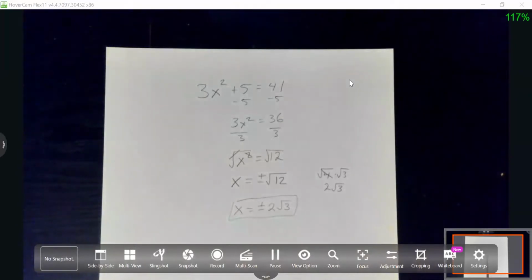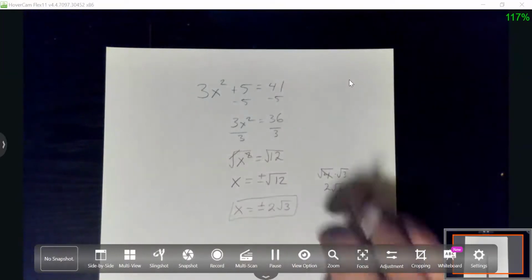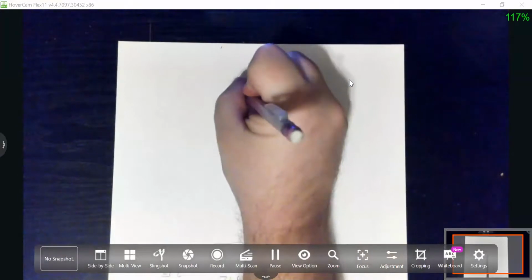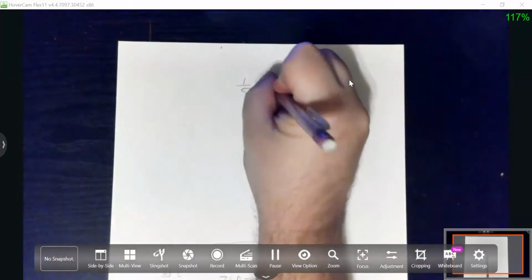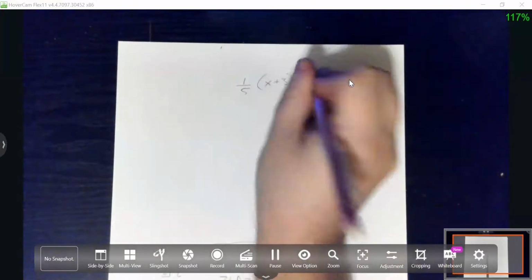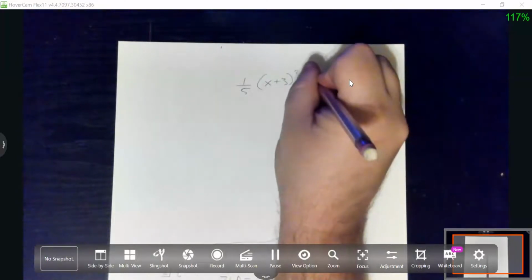So let's look at another one. All right, how about 1/5 x plus 3 squared equals 7.